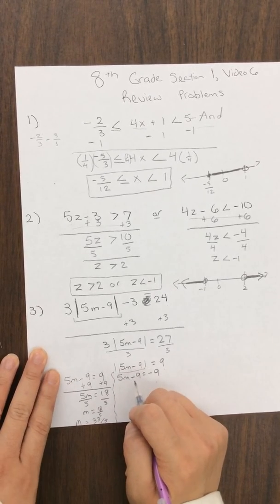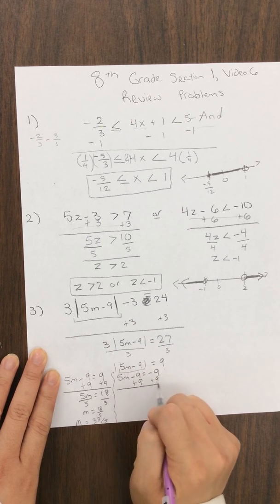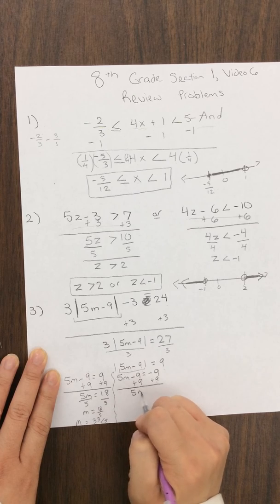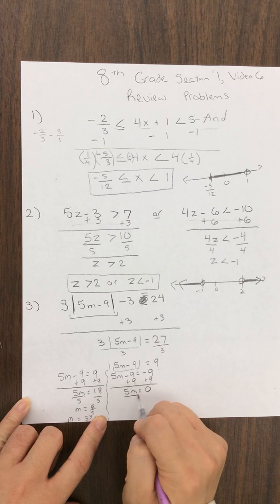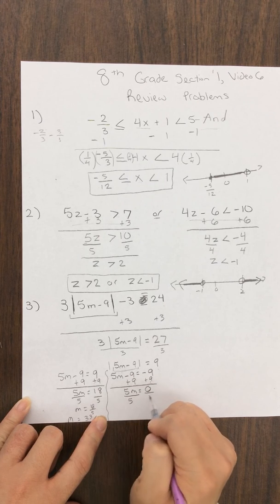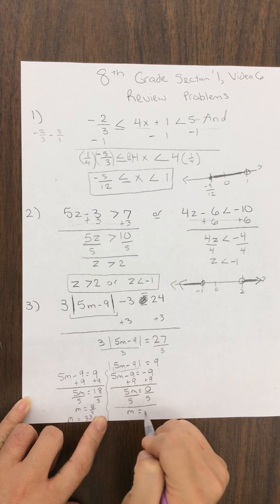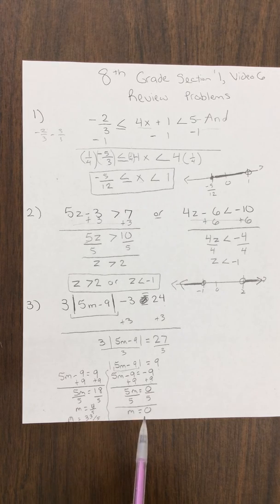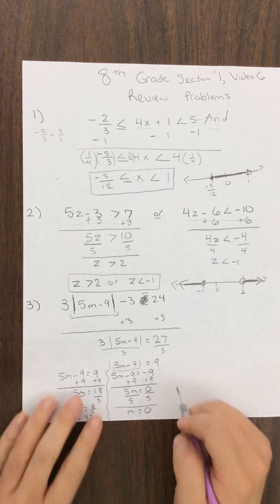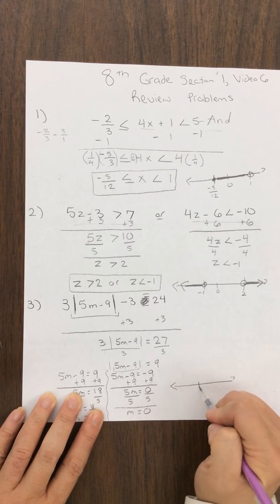All right, so same thing here. I'm going to add 9 on both sides to get my m by itself. And now I have 5m is equal to 0. Divide both sides by 5. And I get m is equal to 0. So my two solutions are m is equal to 3 3/5, and my other solution is m is equal to 0.